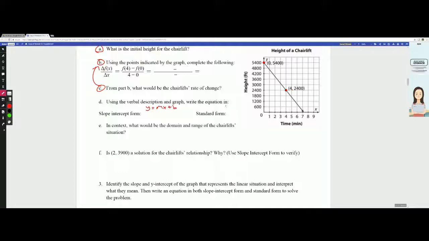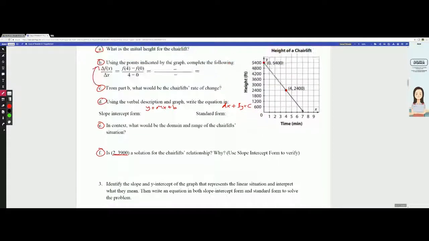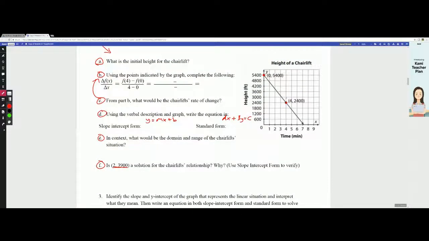And standard form, again, is basically something times x, could be 1, plus something times y, could be 1, equals the amount that you start off at. All right, so again, they're asking you about domain and range. Then they ask you about, is this a solution to the chairlift relationship? So what you need to do is go to 2 comma 3900 and see if it actually lines up on the line over here. So again, you're going to look at 2, and then you're going to go up and you're going to see if it stops right there at 3900.